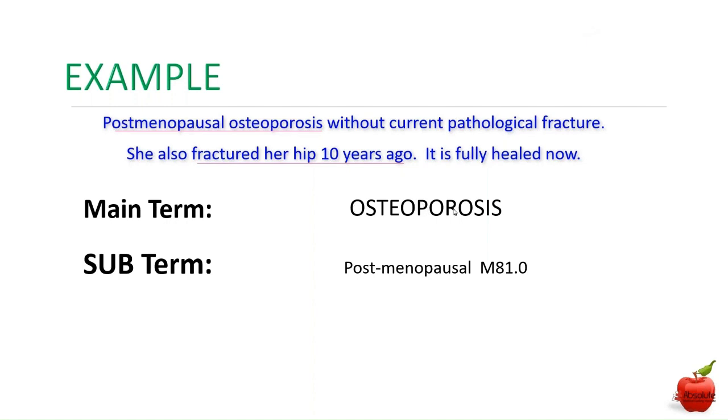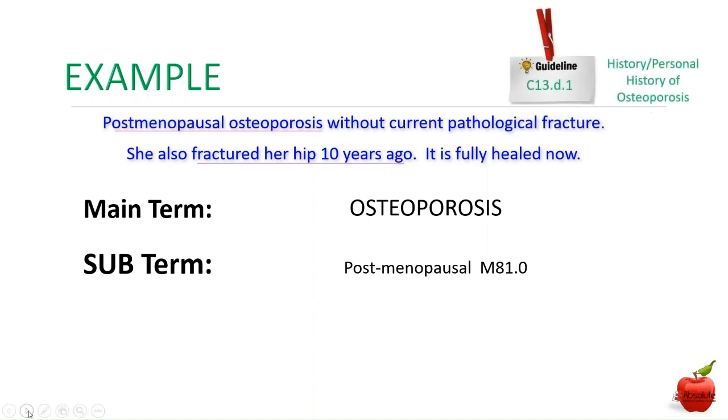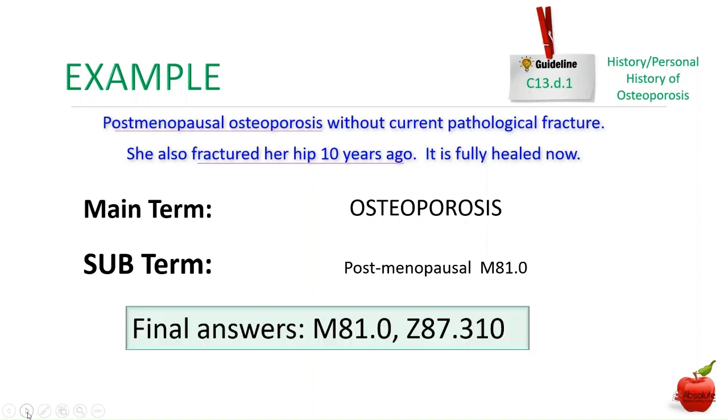I'm seeing some wonderful answers in the chat. Exactly, you said it, that's correct. There is a guideline C13.D1 which asks us to code the personal history of osteoporosis fracture, if any, right? So we are also going to assign that history code along with M81.0. The final answer is going to be M81.0 and Z87.310, which is the code for the fracture history.